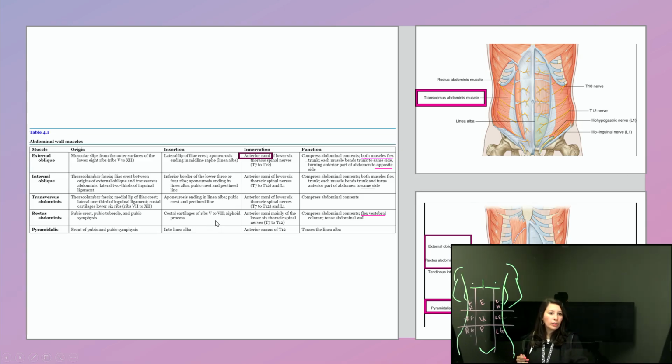And over here you can notice that your rectus abdominis has an insertion in the costal cartilages, but also on the xiphoid process. So it does go pretty superior on the abdominal wall, reaching closer to the thoracic area. Now, your pyramidalis, the insertion is into the linea alba, and it typically tenses the linea alba. It doesn't really do much other than that.